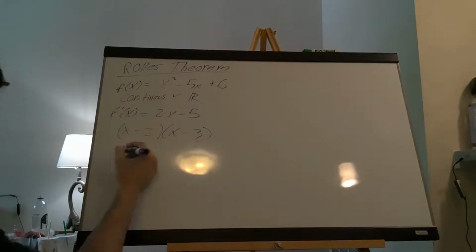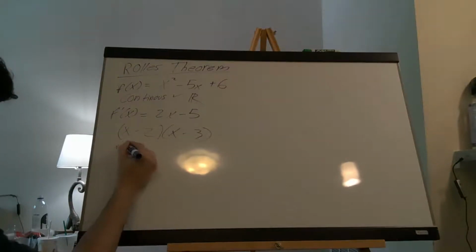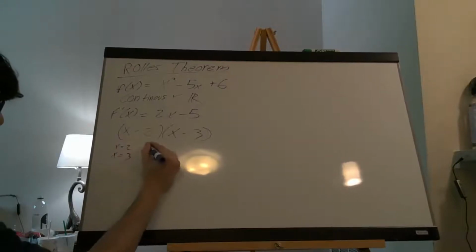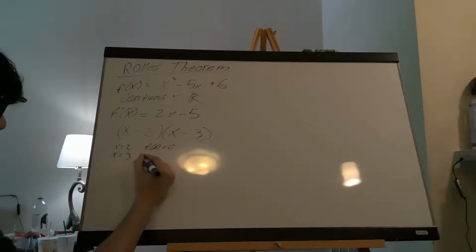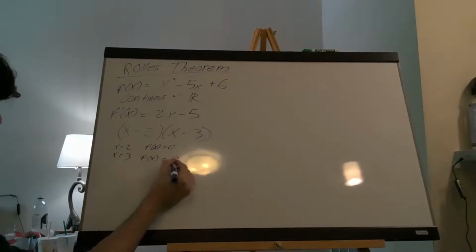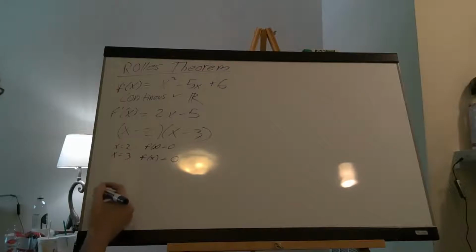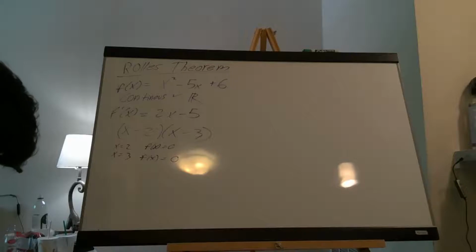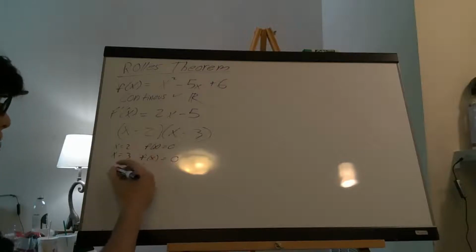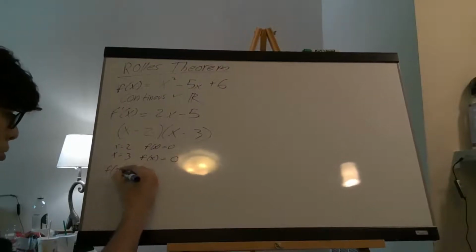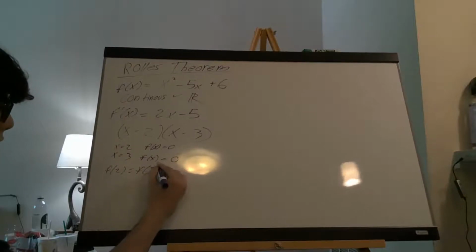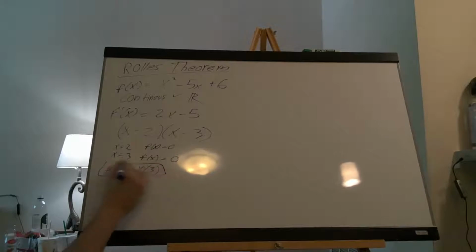So at x equals 2 and x equals 3, f of x equals 0, and that's just multiplication. So what does that mean for us? That means that there is at least one number c in the open interval for which f prime of c equals 0. And the reason I did this a little bit is because we have to show that f of 2 equals f of 3, just in case anyone was curious.